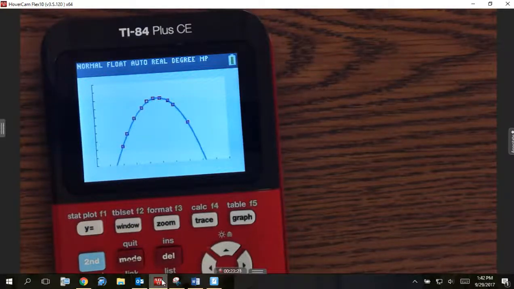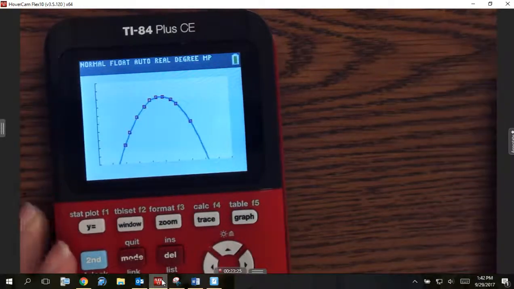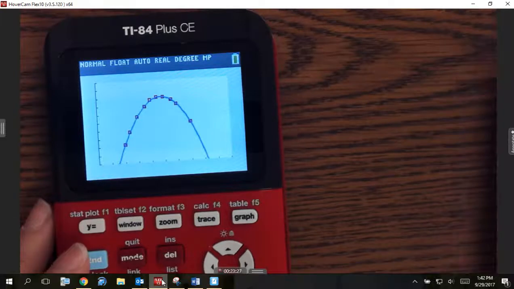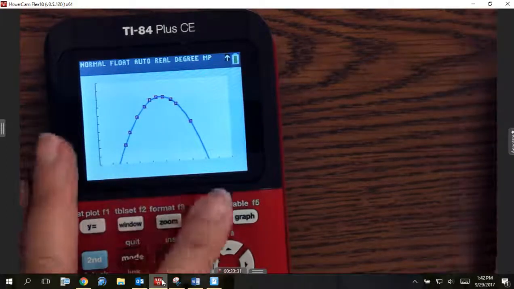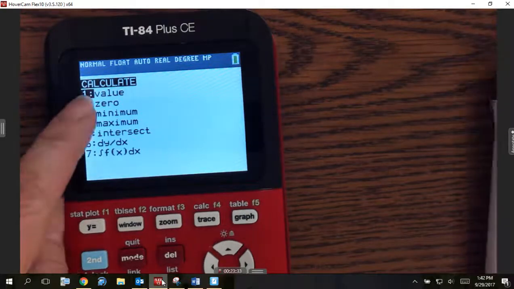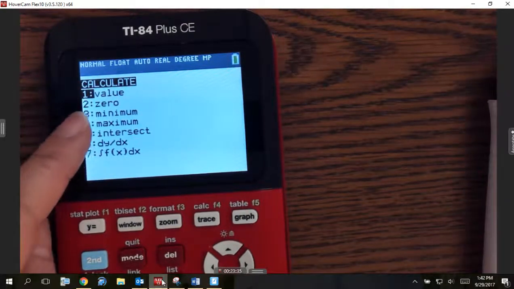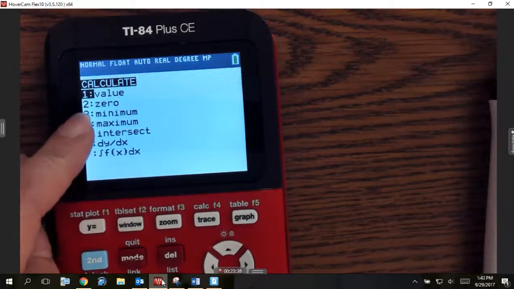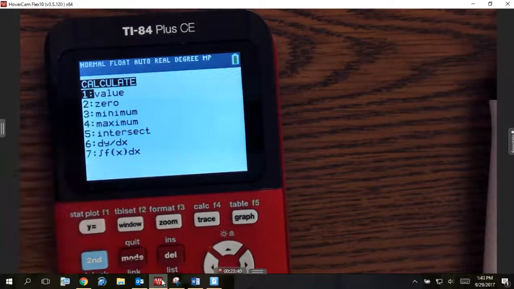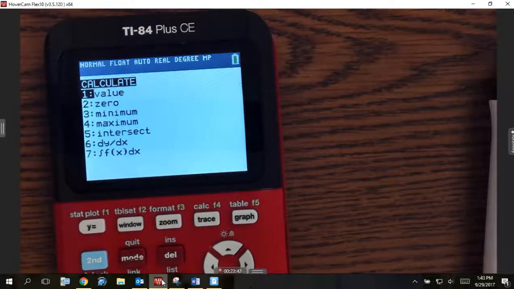Okay, guys. I got to teach you how to find the vertex. So, to find the vertex, you're going to go second, trace. And we are going to choose, look at these choices right in the middle. Minimum or maximum. Which one's going to give us the vertex of the parabola that's flipped down? Which one's going to give us the vertex? The maximum. So we're going to choose maximum.